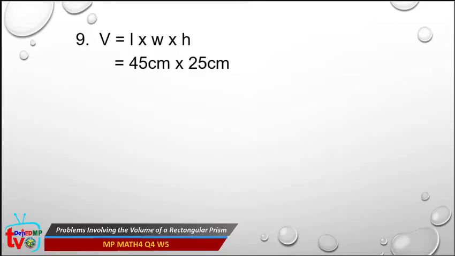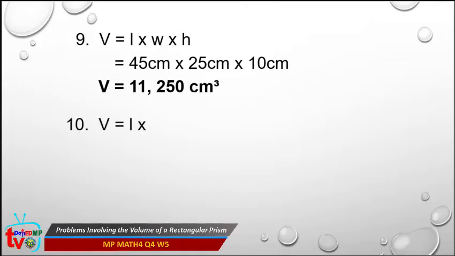45 centimeters times 25 centimeters times 10 centimeters. Volume is equal to 11,250 cubic centimeters. For number 10, we follow the same formula.